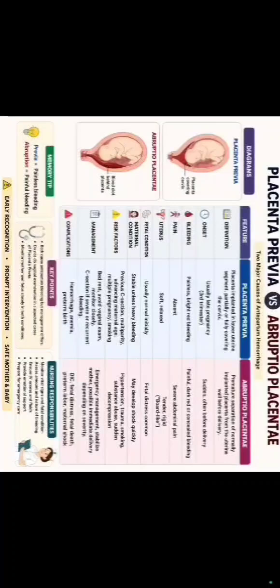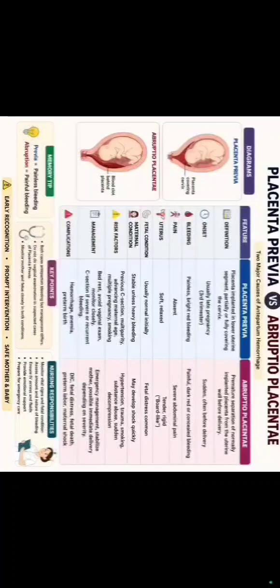Management: adequate bed rest, avoid vaginal examination, monitor the mother and the baby closely. If the mother is having severe or recurrent bleeding, immediate C-section can be done. Hemorrhage, anemia, and preterm birth are the complications of placenta previa.